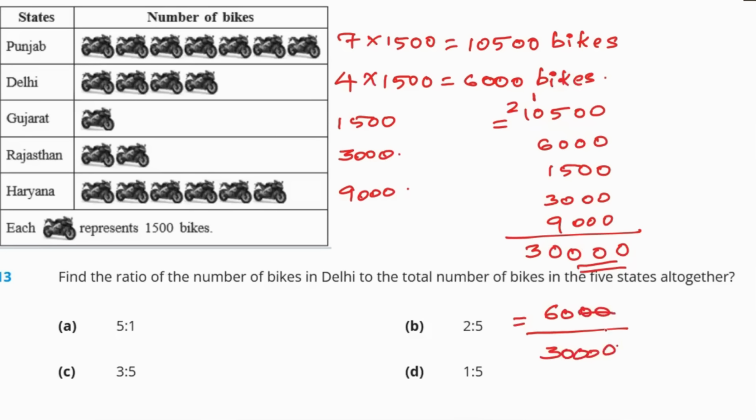The two zeros will get cancelled off. So 60 by 300. Here 60 ones are 60, and 60 into 5 is 300. So the ratio is 1:5. The correct option is option D, 1:5.